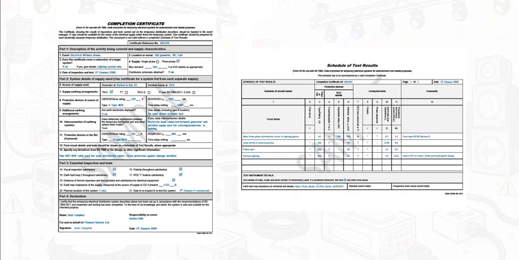And this is control. What you're looking at here are examples of what's called a completion certificate and a schedule of test results. These pieces of paper are the end result of a professional process. This is the proof that a qualified pro has designed it, installed it, tested it, and, crucially, put their name on the line for its safety.